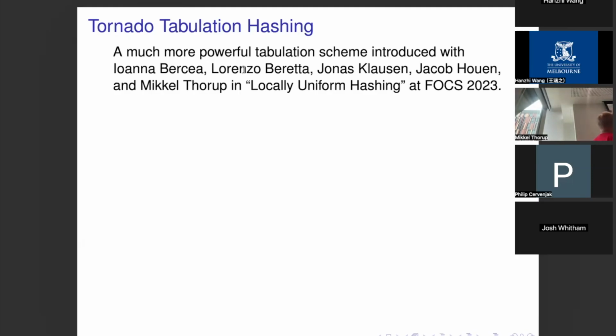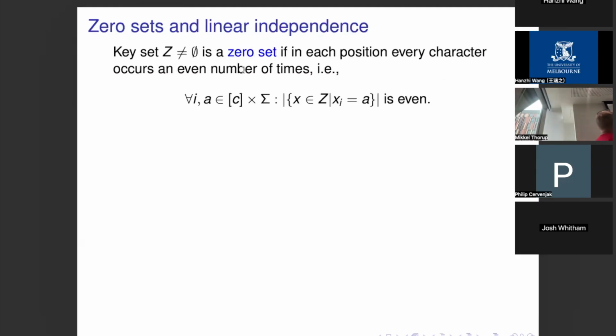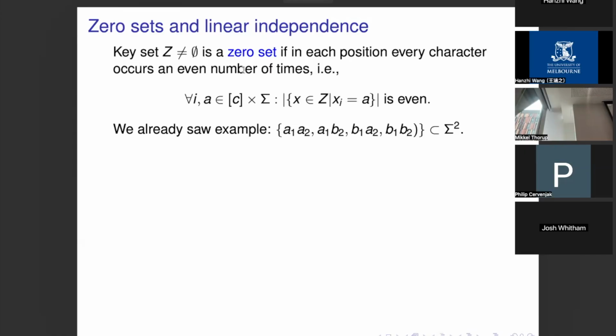Okay, so this is something I did with some of my students and postdocs. We're going to have a more algebraic view of things. If I have a set of keys, a zero set is one where in every position, every character appears an even number of times. So this is an example.